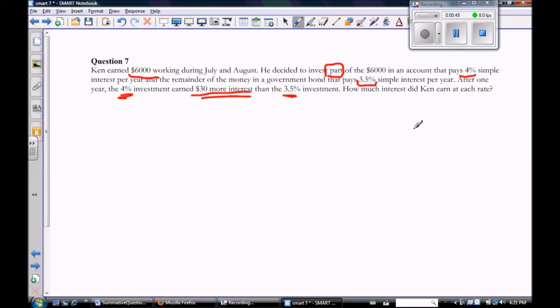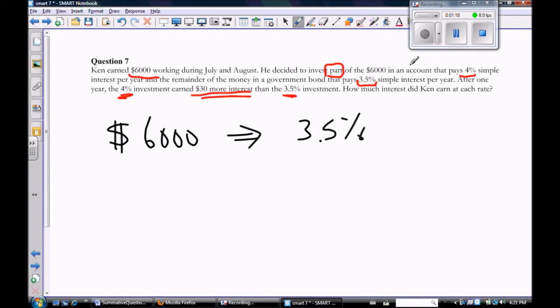Okay, so this is a question about depositing money and earning interest. Before we try to turn this into a 2-variable word problem, let's make very sure that you understand how to calculate interest for a simple problem. Let's say that Ken had invested all $6,000 in the 3.5% account. And don't worry about the fact that this one says account and this one says government bond. For our purposes, they do exactly the same thing in this question, which is they earn an interest rate.